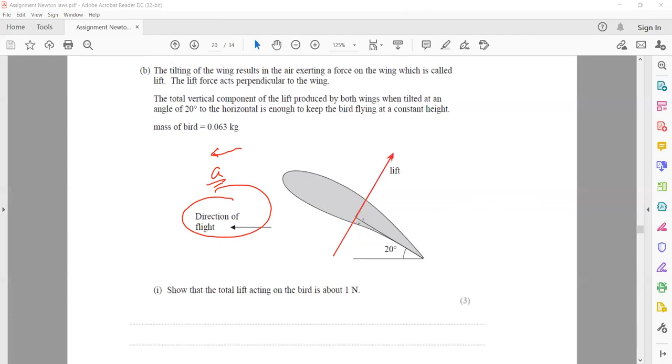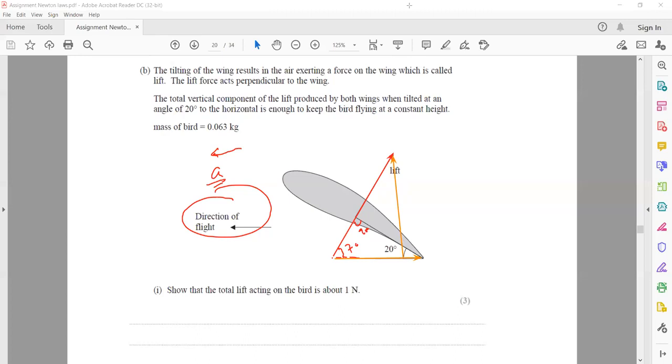So this angle will be 90. So the total sum is 180, so this angle will be 70. Now lift will also have a component. The component of the lift which is with an angle will be equal to cos theta, and against the angle will be sine theta.